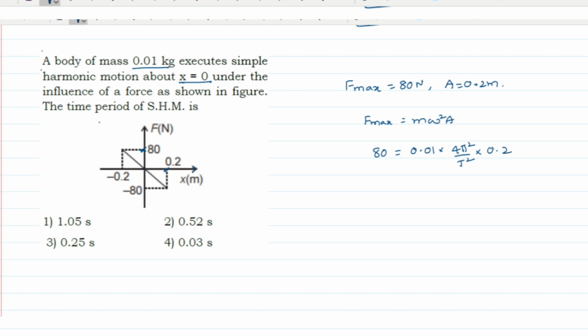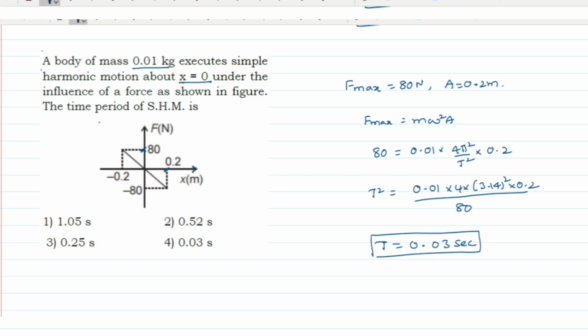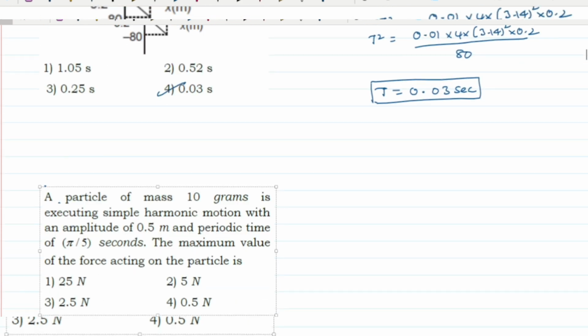So when you simplify, taking T square to one side, T square is 0.01 into 4 into 3.14 whole square into 0.2, divided by 80, with the 80 brought into the denominator. Simplifying this equation and taking the square root, the time period of the SHM will be nearly 0.03 seconds. So this is the correct answer. Let us see the next question.